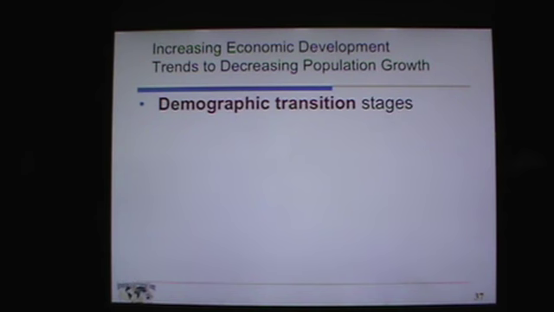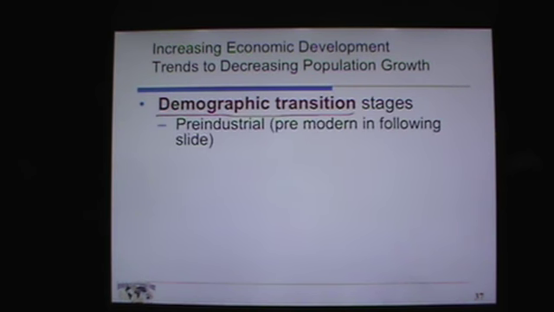So, increasing economic development tends to decrease population growth. We're going to look at something called demographic transitions. What are the stages of these demographic transitions? So, we have a pre-industrial demographic, pre-modern in the slide that follows.